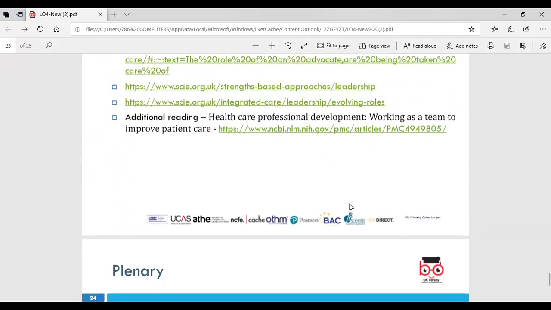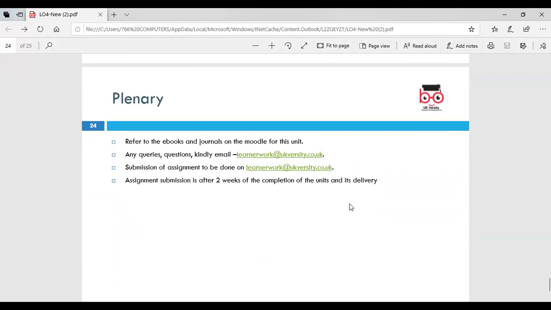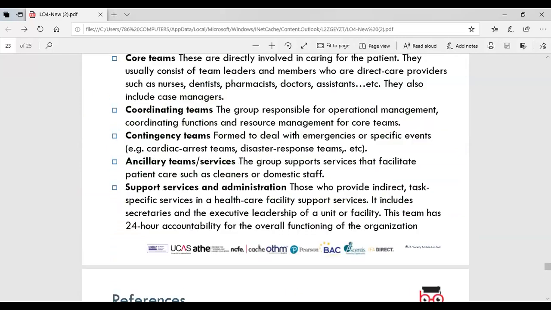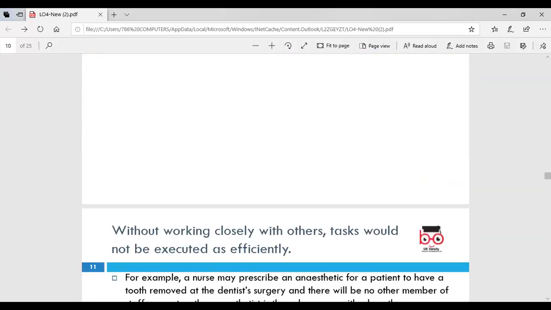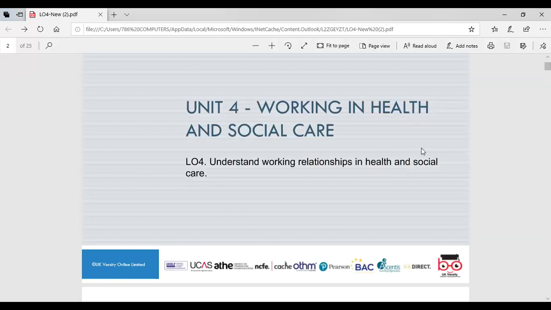That's about it for this presentation. I think you have 2 more LOs right after this. So this is the 4th LO that we've completed, and then you have 2 more learning objectives. And that brings us to the end of this session. Any questions, please let me know. You have this email that I've shown you. You can share your concerns or whatever questions you have with the team.